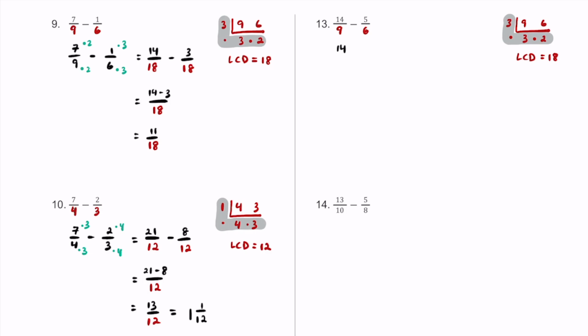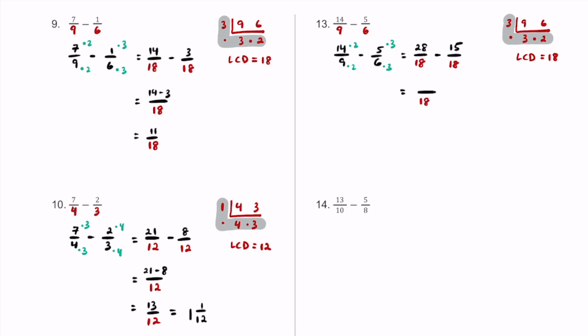So let's rewrite these. We have 14 over 9 minus the 5 over 6. To get 18, let's do times 2 times 2, and let's do times 3 times 3. 14 times 2 is going to be 28, so we're going to have 28 over 18. And then we're going to subtract what? 5 times 3 is 15, so we're going to have 15 over 18. All right, so let's put these both over 18.